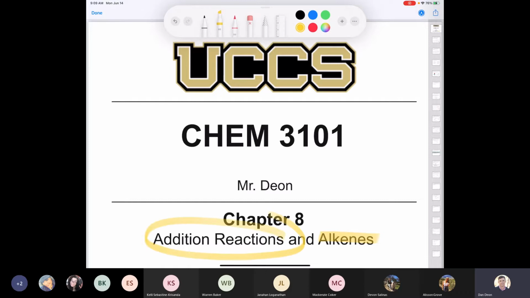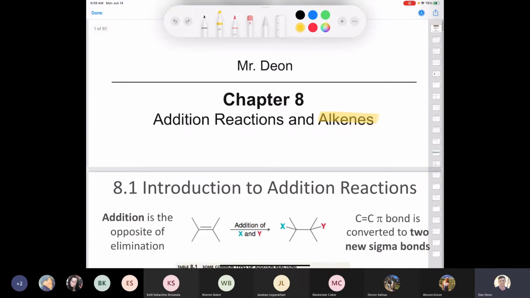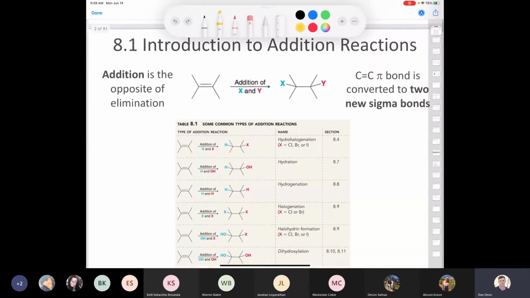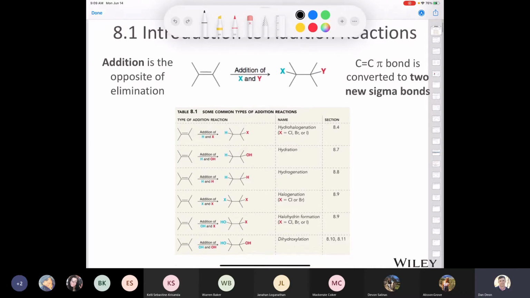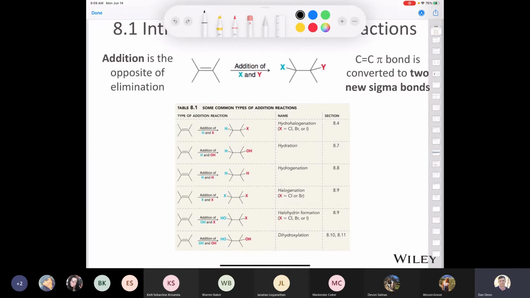Now, if you're wondering, what is an addition reaction? Well, the reason they have to use plurals is because there are many types of addition reactions. We looked at elimination reactions in quite a bit of detail. In chapter 7, we talked about E1 and E2 reactions, and we said we can start with an alkyl halide or a tosylate and do an elimination, E1 or E2, to make an alkene. So here, addition is the opposite of elimination. We're going to start with an alkene this time, and we're going to add something to the molecule.